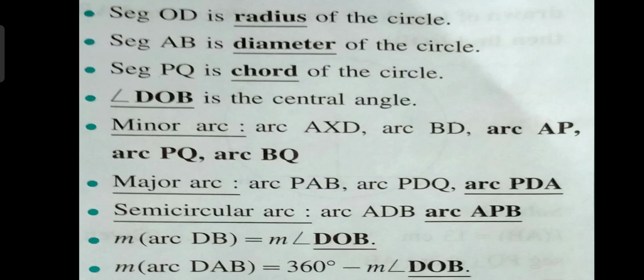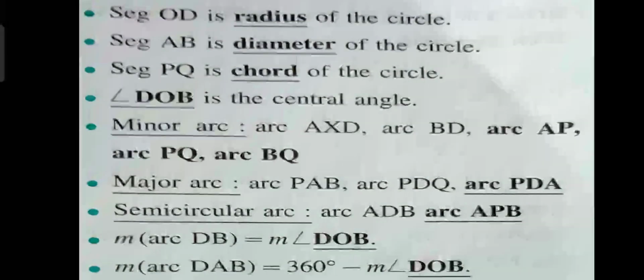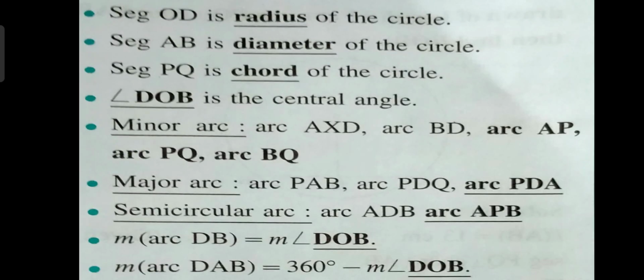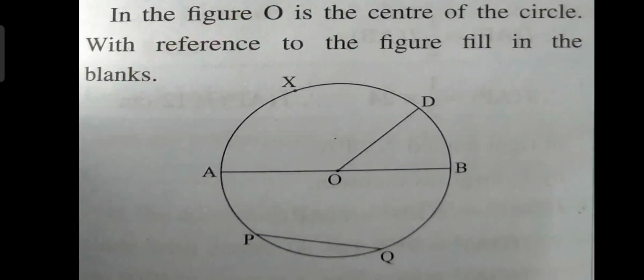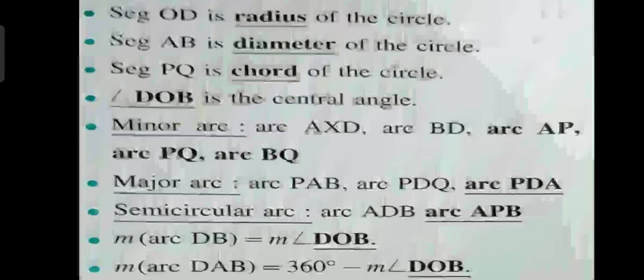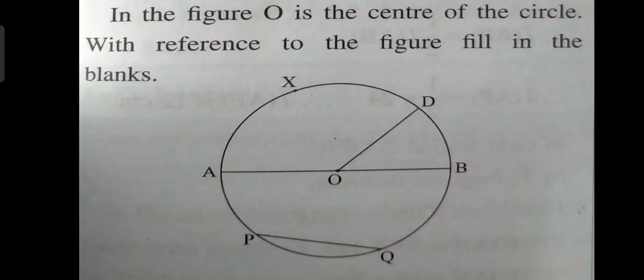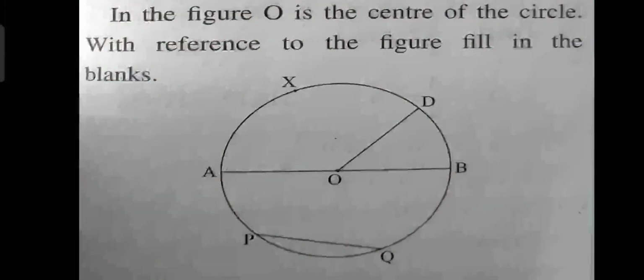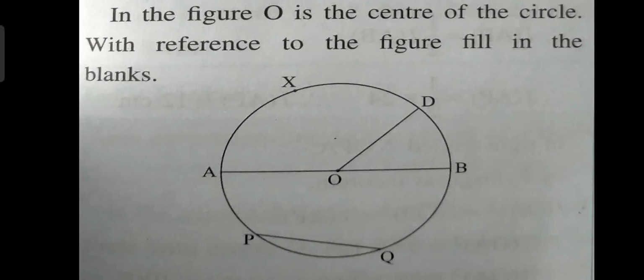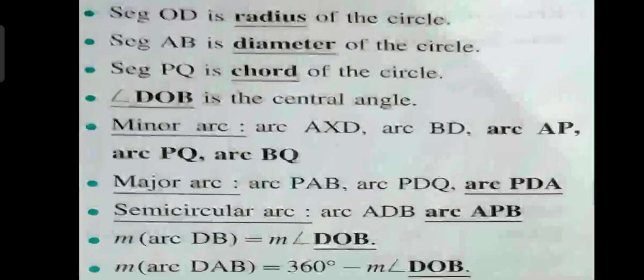So let's first answer the fill-ups that are given. Segment OD is the radius of the circle. Here we can see OD is the radius. Then the next question is, what is AB? As we see, AB, not AD, students, it is AB. AB is the chord that is passing through the center of the circle, so that is known as the diameter. So segment AB is the diameter.